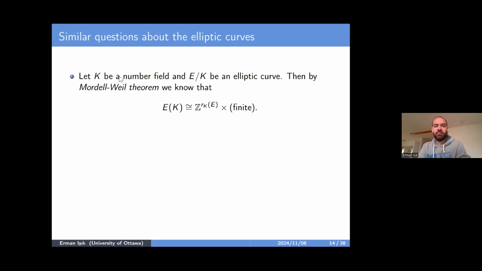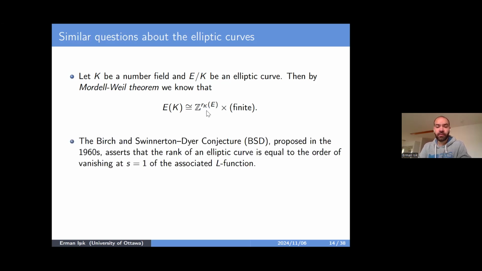So let K be a number field and A be an elliptic curve defined over K. By the Mordell-Weil theorem, we know that the rational points have a structure where we have this finite bit. Also, we have what is called the algebraic rank. And there's also an important theorem, worth one million dollars, predicting the relation between this algebraic object and an analytic object, which is the order of vanishing of the associated L-function at 1.